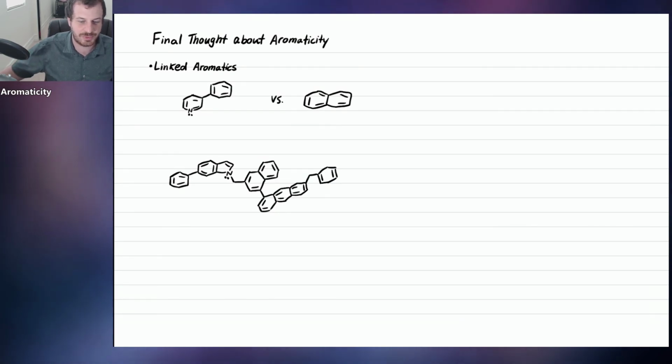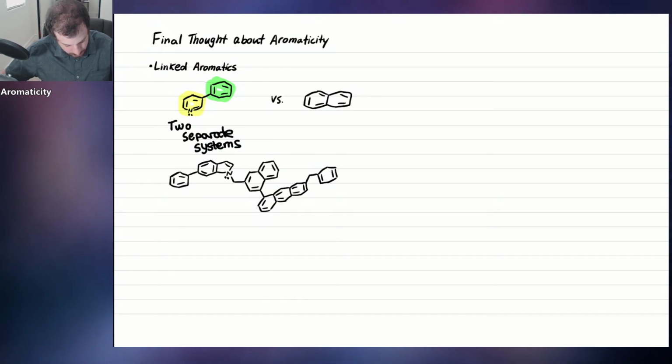Final thought about aromaticity has to do with linked aromatics. So you can have multiple aromatic rings linked together. And so what we can see here is that we have two separate aromatic systems. We have one in yellow and then one in green. So you would not add up all of the electrons in both of them. Instead, treat them separately. They're two separate aromatic systems. Versus the molecule on the right, is just one system.